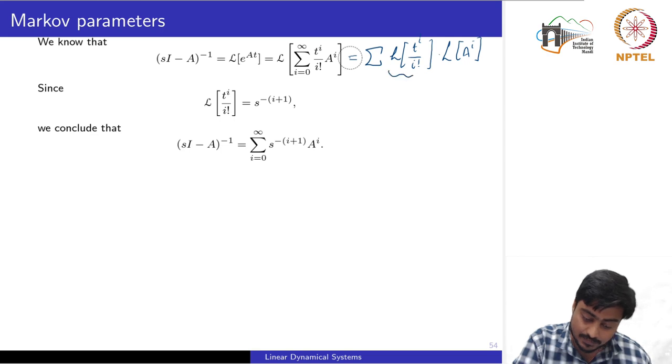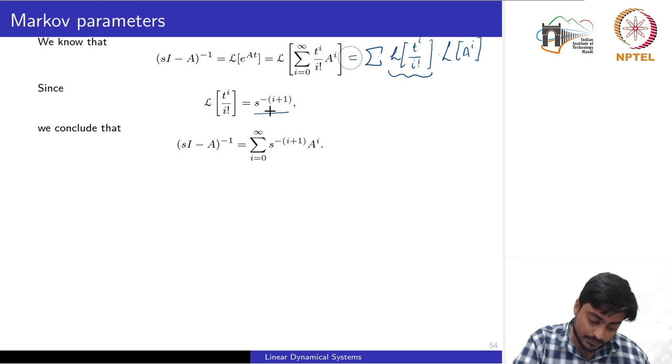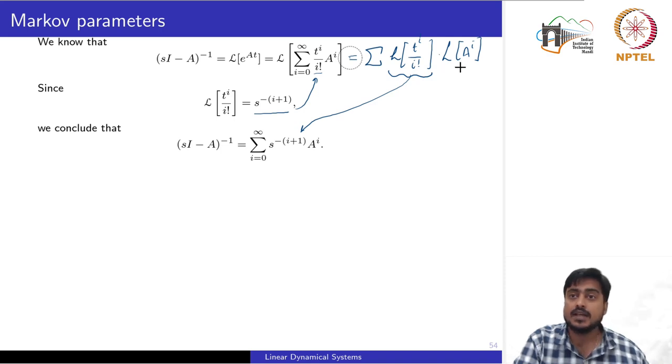So first we'll take this term. If I take the Laplace transform of the ratio t to the i over i factorial, it is basically given by this one. Putting this back here, we get the inverse of sI minus A equal to this part. So we just replace this part by this part. And since A to the power i is a constant matrix, the Laplace transform would be the same.